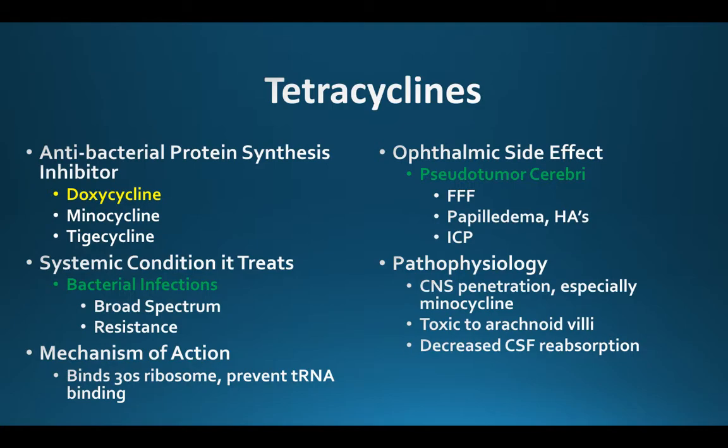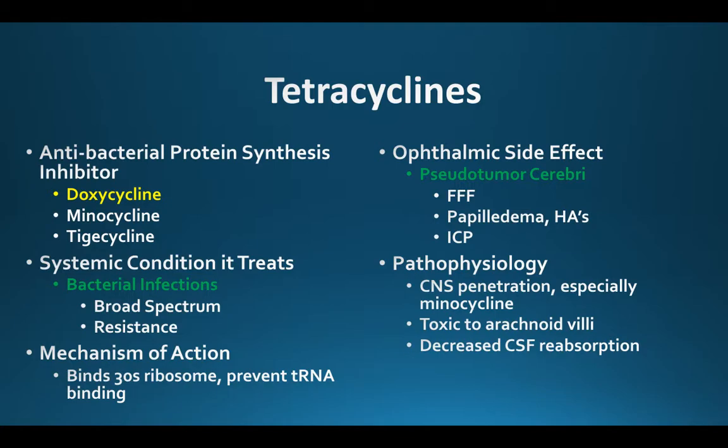This inhibits protein synthesis. The ophthalmic side effect is pseudotumor cerebri. It affects overweight, fertile females. Clinical signs include papilledema and headaches. And that's why you always want to ask patients on tetracyclines about headaches, as this is the first sign they'll show up. Papilledema results from intracranial pressure exceeding eye pressure. And that's when intracranial pressure is above 200 millimeters of water.